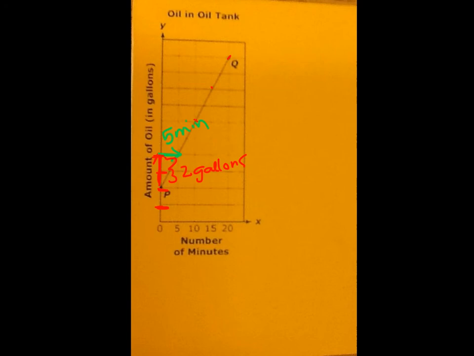So it looks like oil in the oil tank is increasing 2 gallons every 5 minutes. Sounds like they're filling up that tank. Oops, that's not a 2, that was almost a 5. 2 gallons in 5 minutes. I hope you have gotten the hang of this.